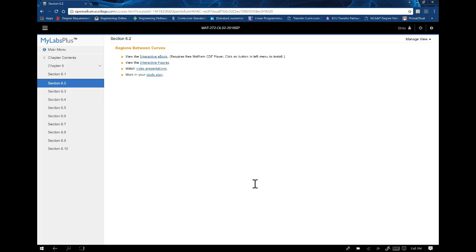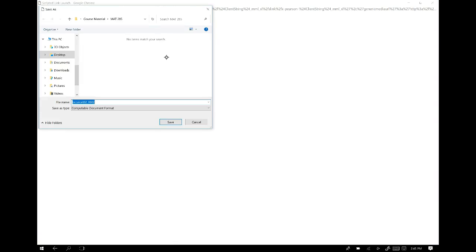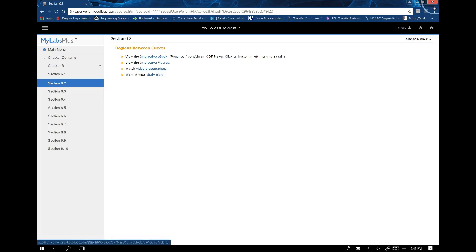It does require a specific plugin. So if you don't have that plugin, you might get a message saying you have to install some sort of plugin first. And I don't know if I have the plugin either. And I don't think I do. And that's why it's asking me to do this. So I'm going to close this.